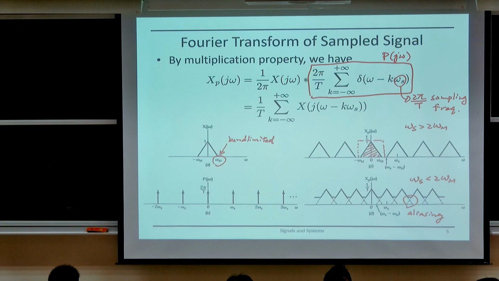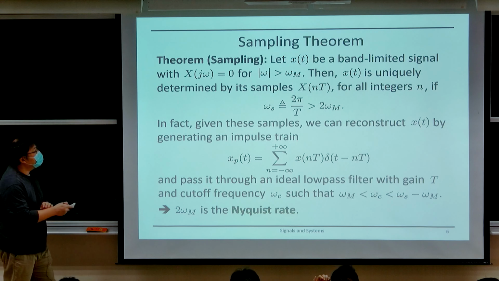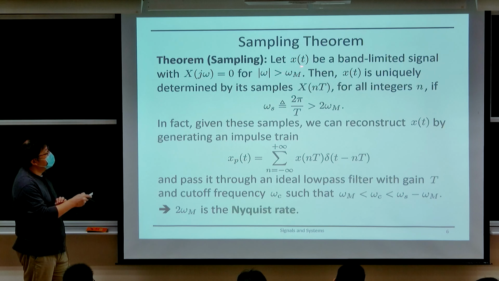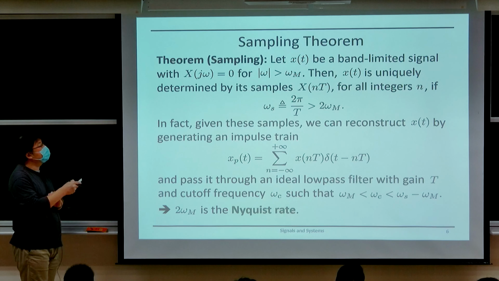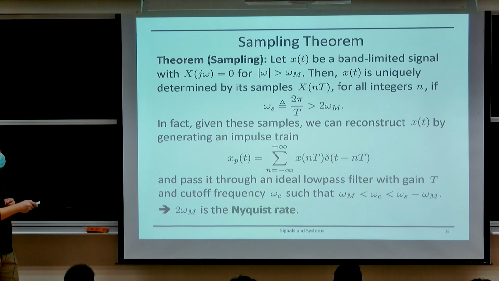So this is a very famous theorem. Okay. So this is called the Nyquist sampling theorem. Okay. So this says that, suppose that x of t is a band-limited signal, band-limited to omega m. So the spectrum is 0 for omega outside of omega m. Okay. Then x of t is uniquely determined by its samples taken at integer multiples of capital T if the sampling frequency is greater than 2 times omega m. Okay?